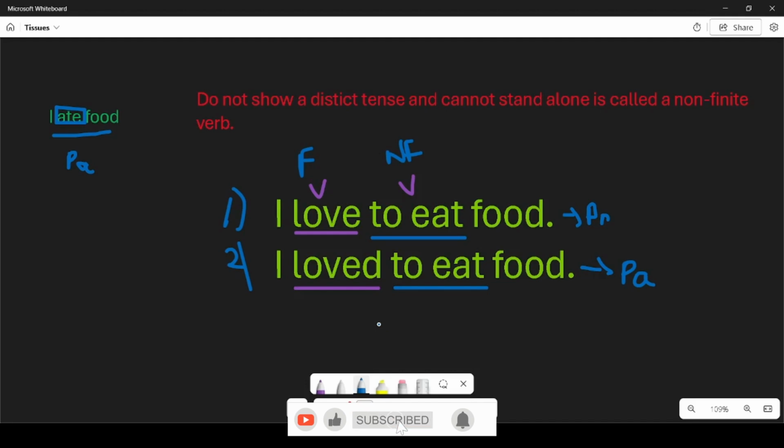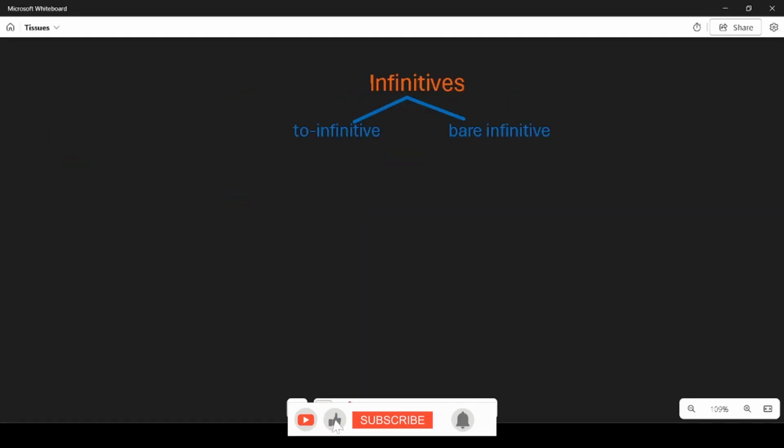Now since this video is all about non-finite verbs, let's discuss the types of non-finite verbs. Non-finite verbs can be divided into infinitives, participles, and gerunds. And infinitives again will be divided into to infinitives and bare infinitives. Participles will be divided into past participle and present participle. We also have perfect participle, but we won't be discussing that. So as I just said, there are two types of infinitives, to infinitives and bare infinitives. Let's discuss each one in detail.